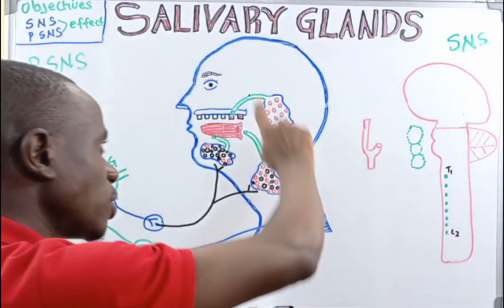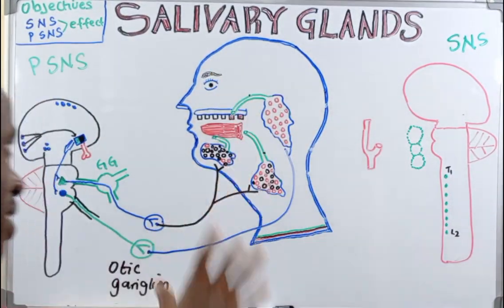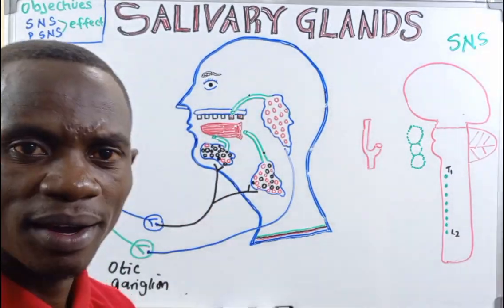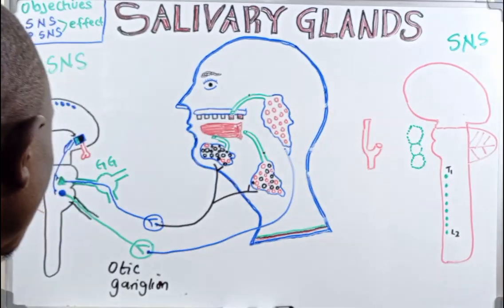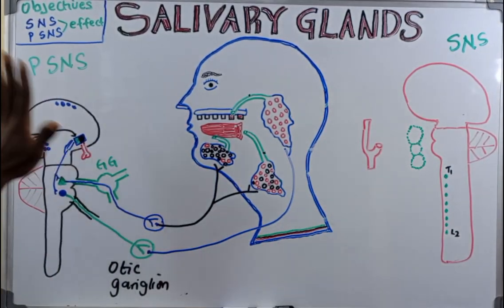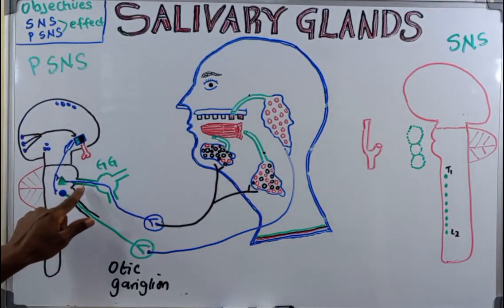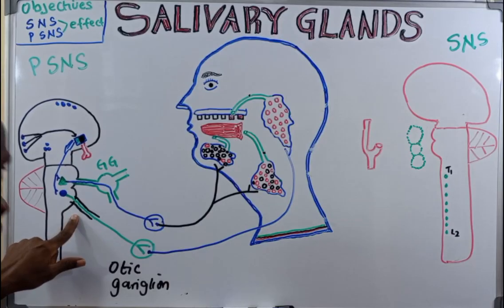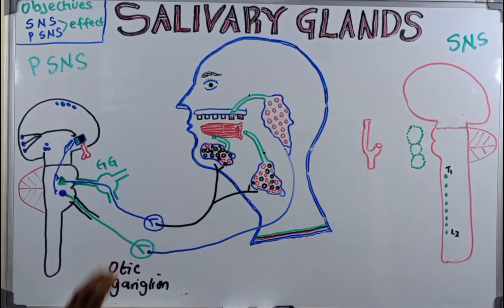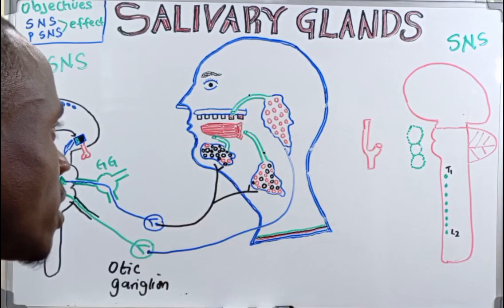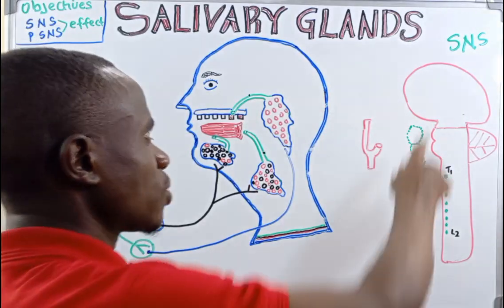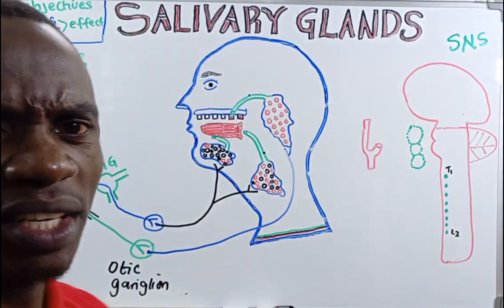The neurotransmitter which is released on these structures is what we call acetylcholine. Okay? So that is the case for the parasympathetic nervous system through what we call the facial nerve and also the glossopharyngeal nerve, and into these structures as you have just seen. So now let's look at the sympathetic nervous system.